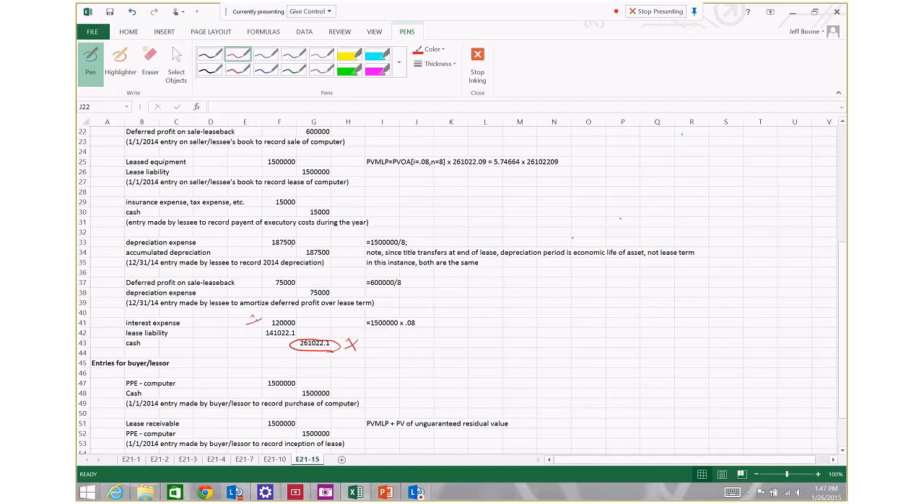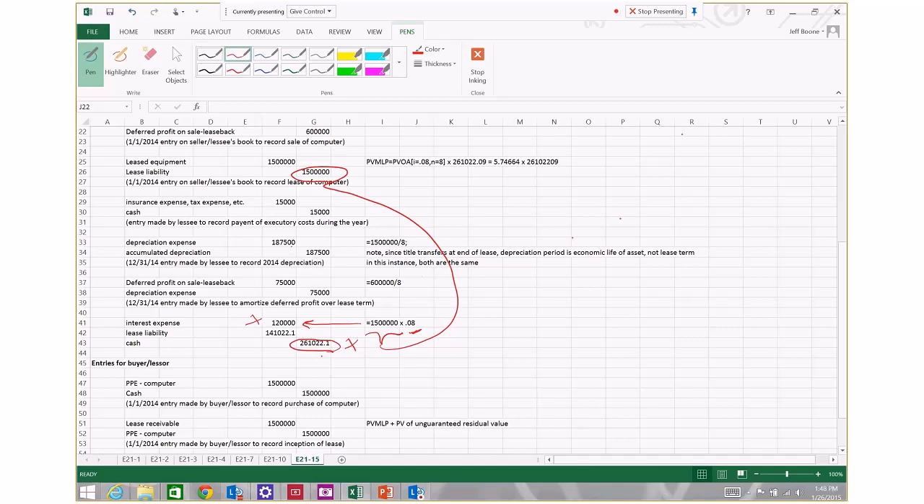They're going to debit interest expense for the portion of that payment that is deemed to be a payment for interest. And the way they're going to calculate that is they're going to take the carrying amount of the liability at the beginning of the interest period, which is $1.5 million, and multiply it times the discount rate that they're using in these present value calculations, which is 8%. 8% of 1.5 million gives you $120,000 of interest expense.